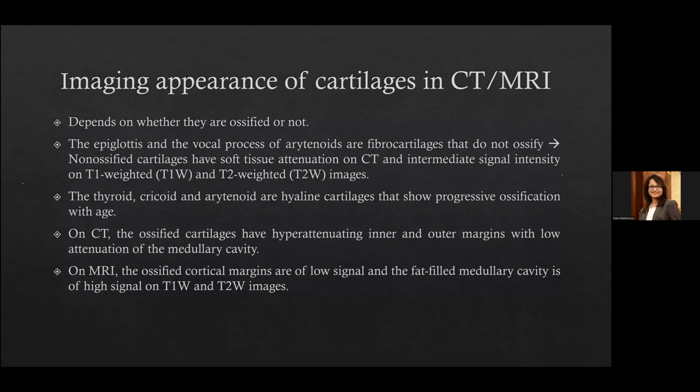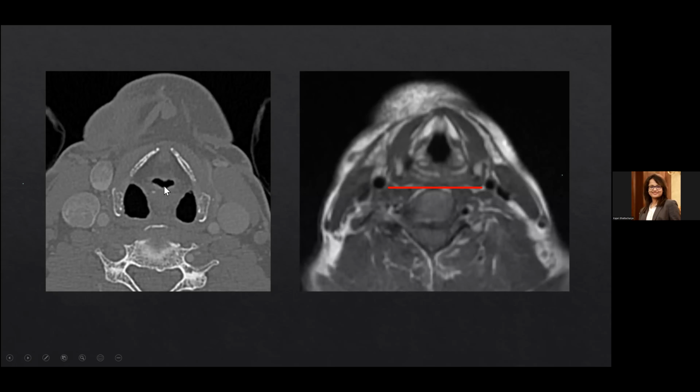The thyroid, cricoid, and arytenoid cartilages are hyaline cartilages, so they show progressive ossification. On CT, the ossified cartilages have hyperattenuating inner and outer margins with low attenuation of the medullary cavity. And on MRI, the ossified cortical margins are of low signal and the fat-filled medullary cavity is high signal. So anything which is fat has high signal in T1 and T2, and the cortex, that is the bone itself, appears black in MRI. So this is how cartilage looks.